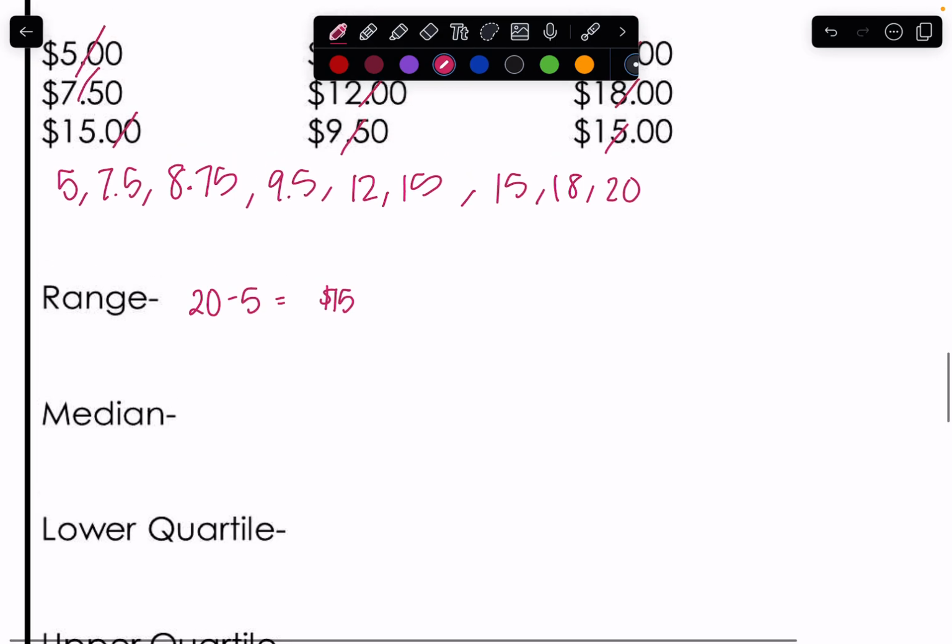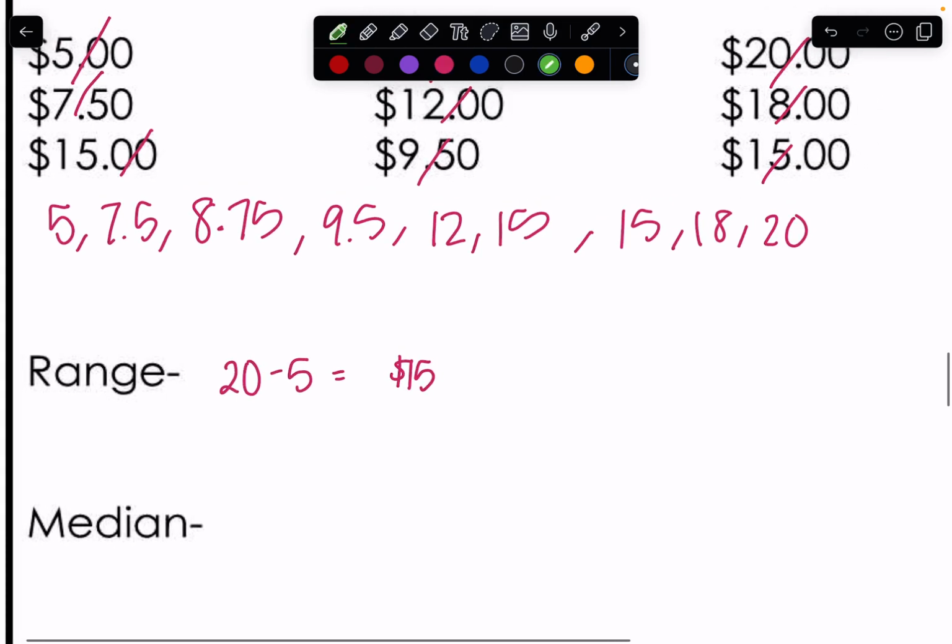Okay, now we can find the median. So this is where I cut my data in half. I say, all right, I'll cross off 5 and 20, 7.5 and 18, 8.75 and 15, 9.5 and 15. I'm left with one number in the middle, which is 12.